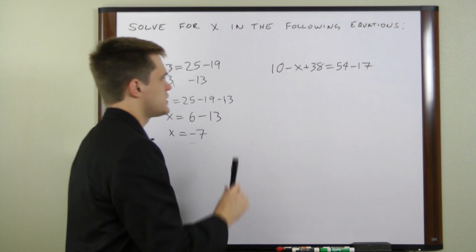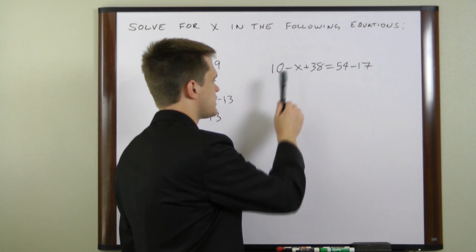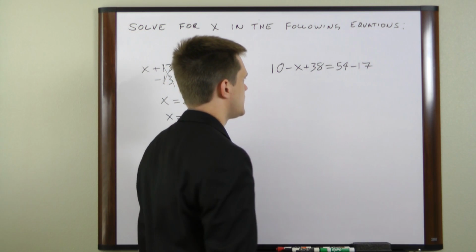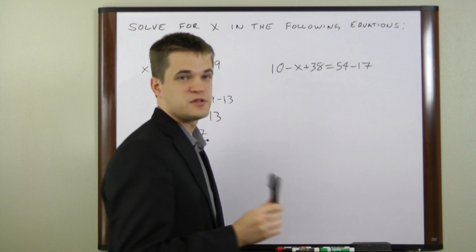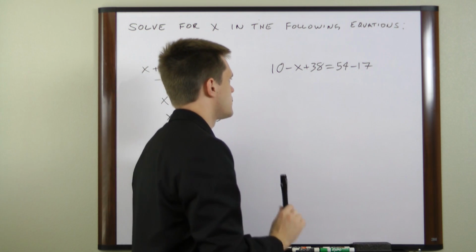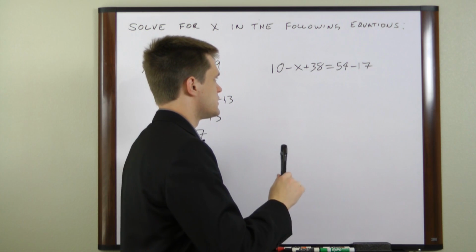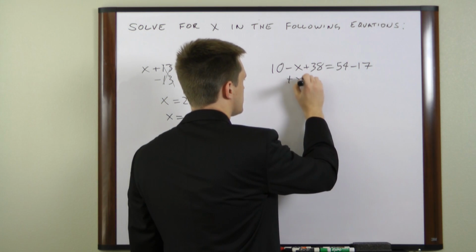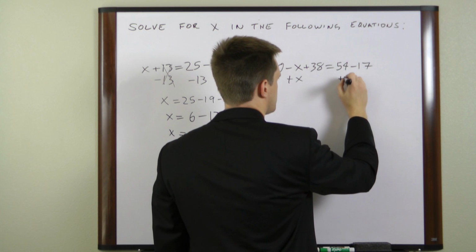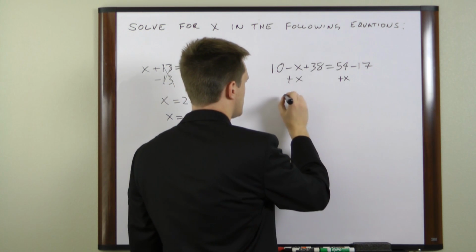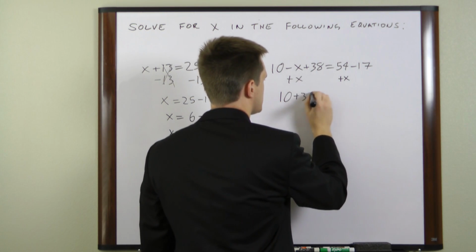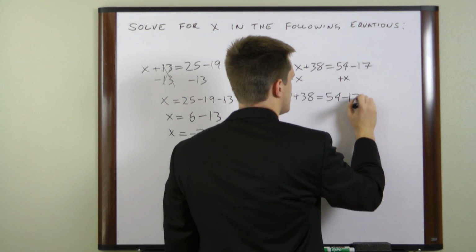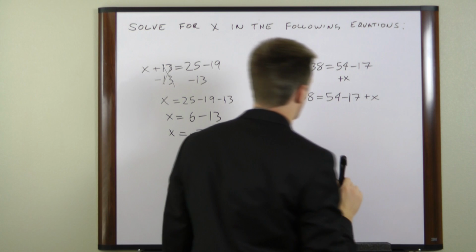In the second example, we have 10 minus x plus 38 equals 54 minus 17. Now, in this equation, we have a negative x, so the first thing we want to do is get x to be positive. So to do that, we can add x to both sides of the equation, and that'll give us 10 plus 38 equals 54 minus 17 plus x.